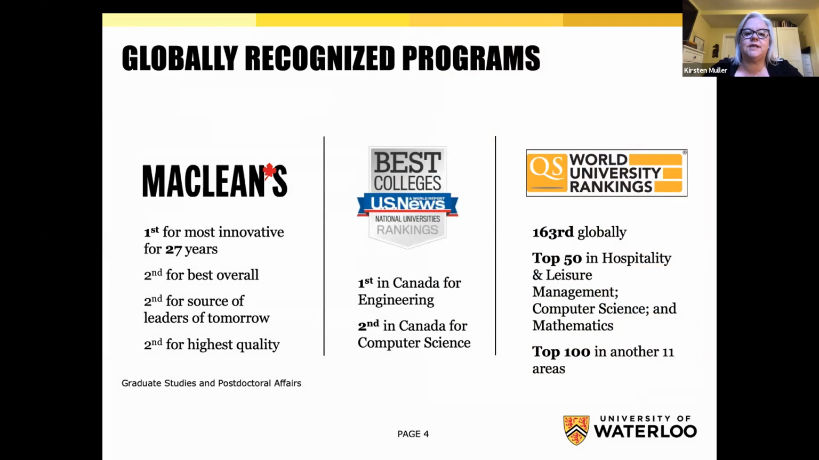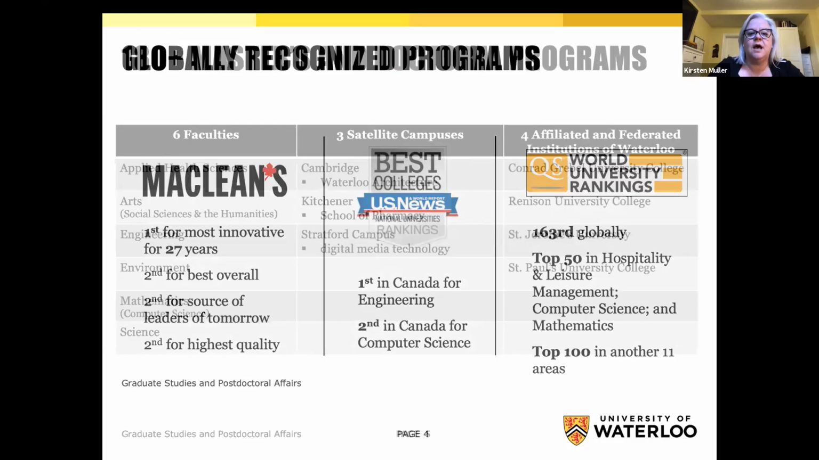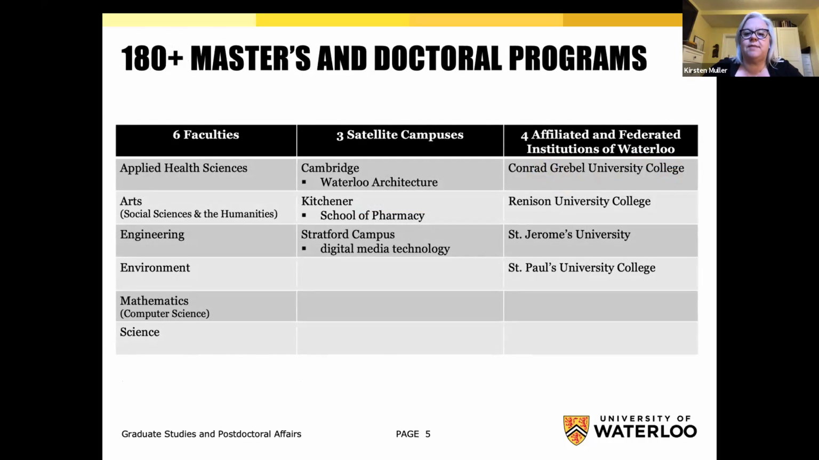We have a number of programs at our university that are globally recognized, and in our Canadian magazine, Maclean's, we are recognized for being number one for the most innovative university in Canada for the past 27 years. We have over 180 master's and doctoral programs across 6 of our faculties. We also have 3 satellite campuses, which include a School of Architecture, in the city of Cambridge, which is about half an hour away from the main campus.